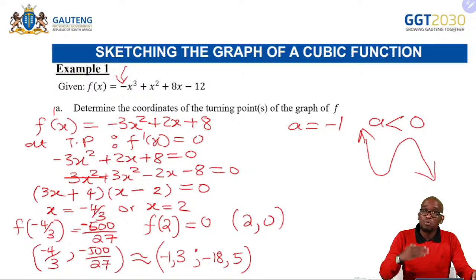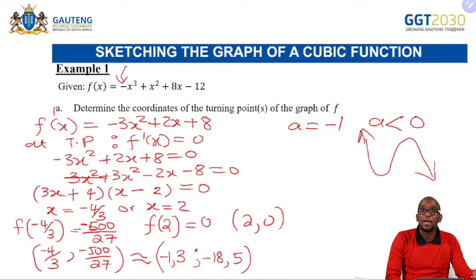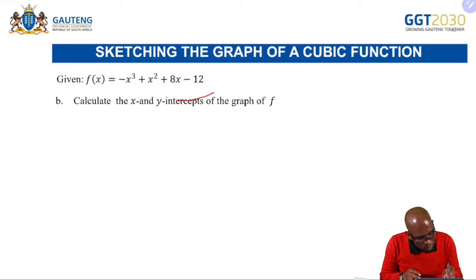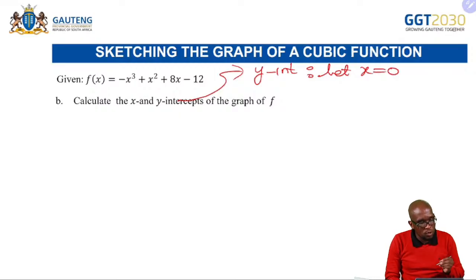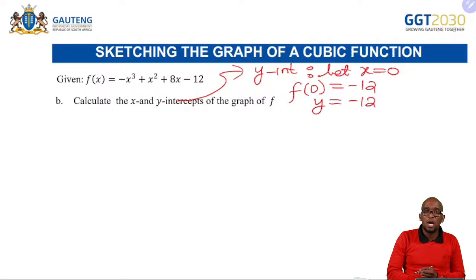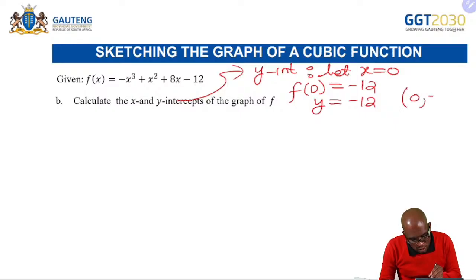Right, moving right along, we've just determined our stationary points. How did we do that? We found the first derivative, equated it to 0, solved for x, and used those values of x to find the corresponding values of y. Right, moving on, calculate the x and y intercepts. So we're going to start with the y-intercept. How do you find the y-intercept? Put x equal to 0. If x equals 0, then f(0) would be -12, which means that y would be -12. So the coordinates of the y-intercept would be (0; -12).